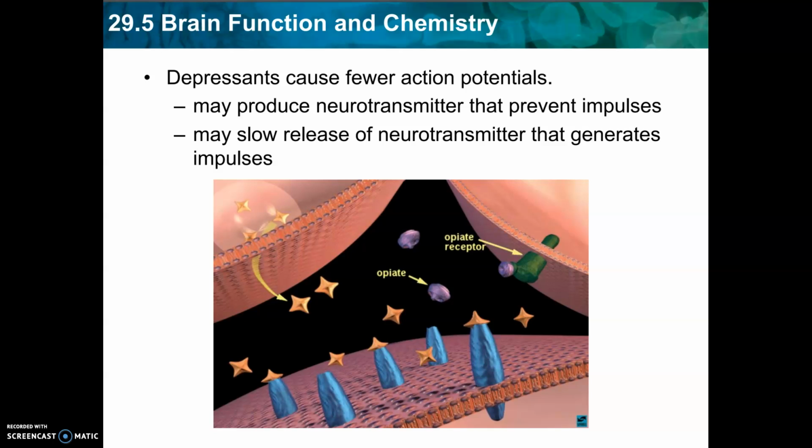On the other hand, depressants cause fewer action potentials. They may produce neurotransmitters that prevent impulses. They may also slow the release of neurotransmitters that generate impulses. In this example, the depressant being used is an opiate.